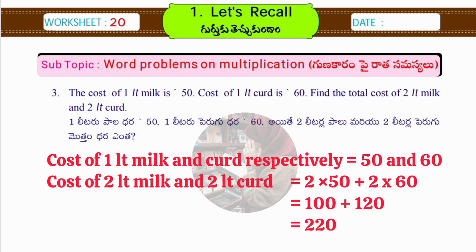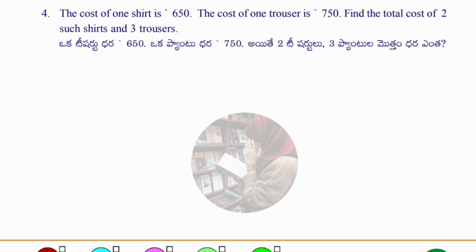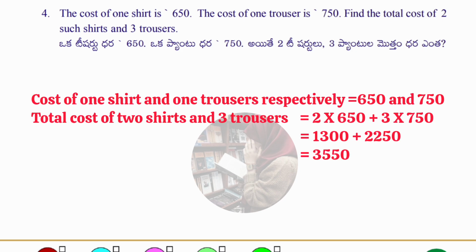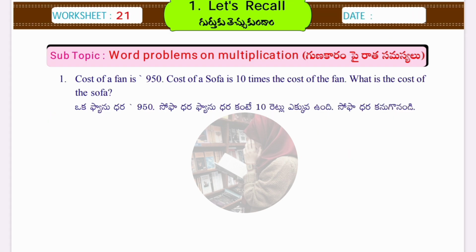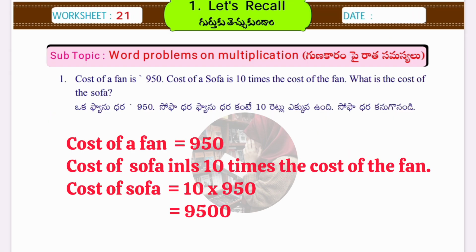Now we'll see the fourth sum, which is the cost of one t-shirt is 650. Cost of one trouser is 750. Now we have to find out the total cost of 2 shirts and 3 trousers. First of all write down what is given: one shirt is 650 and one trouser is 750. So total cost of 2 shirts and 3 trousers means 2 into 650 plus 3 into 750. It means 1300 plus 2250 means 3550.